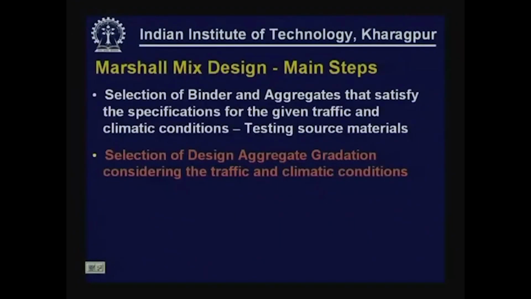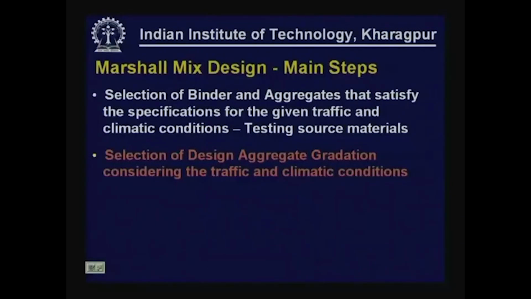So, these are to be selected on the basis of the traffic and climatic conditions, and these materials have to be tested for the source properties. As soon as we get these materials from source, normally these are tested, and once they are satisfied, subsequently they may be tested at regular intervals. The next step is to select design aggregate gradation considering the traffic and climatic conditions.